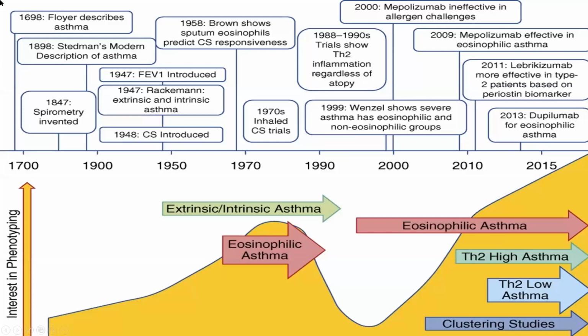Okay, so that is a nice diagram. As there are more advances, you see the interest in phenotyping asthma started. In the past, we used to say extrinsic, intrinsic asthma. And there was eosinophilic inflammation that was noted. And now we think about it as TH2-high asthma, TH2-low asthma, and clustering and all of that. Okay. So back to phenotype.